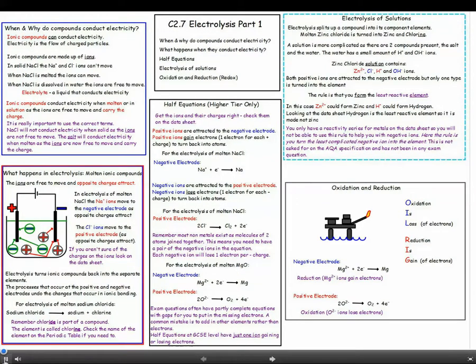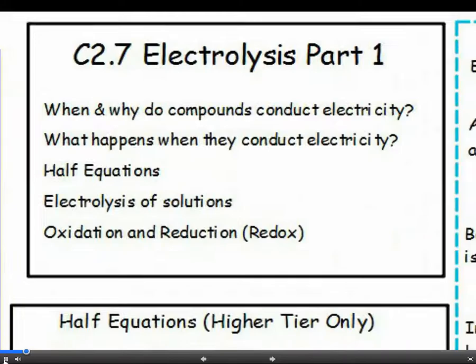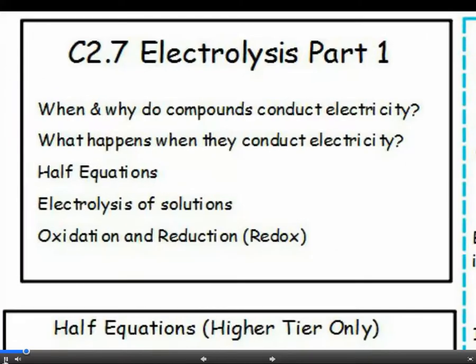Electrolysis Part 1, that's Unit C2, Section 7. By the end of this section, you will be able to describe and explain when and why ionic compounds conduct electricity, what happens to ionic compounds when they conduct electricity, to be able to write half equations for these changes, describe what happens if a solution of an ionic compound is electrolyzed, and to link the changes that occur in electrolysis to oxidation and reduction.